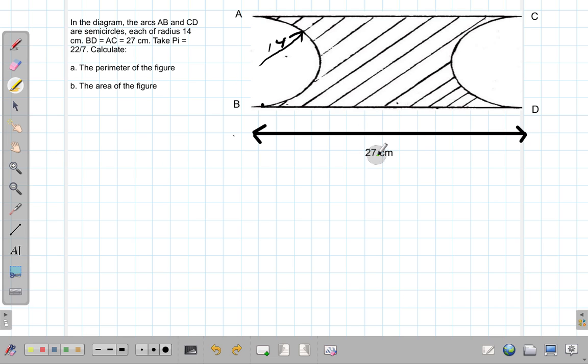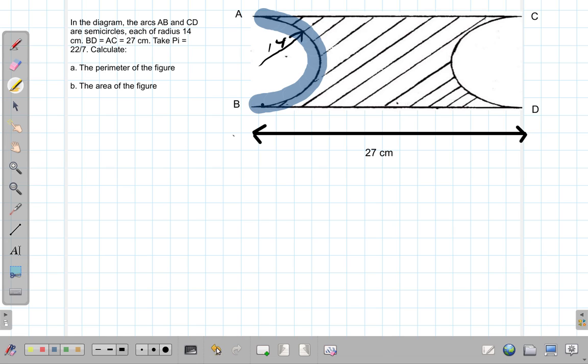You have the dimensions here. Take pi to be 22/7. Calculate the perimeter of the figure and the area of the figure. Whoa. Let's see what's going on now. How we're going to deal with that. The perimeter. Suppose you consider this. We want to know the length of this arc.